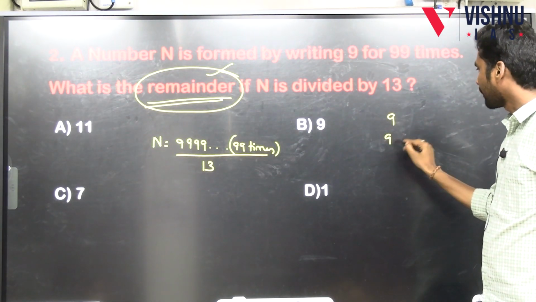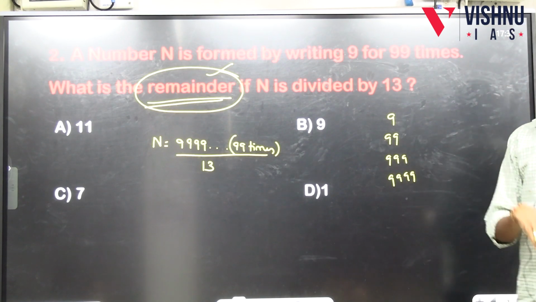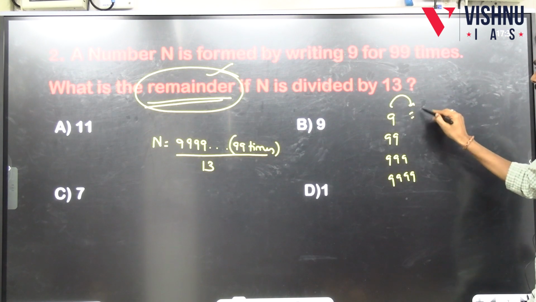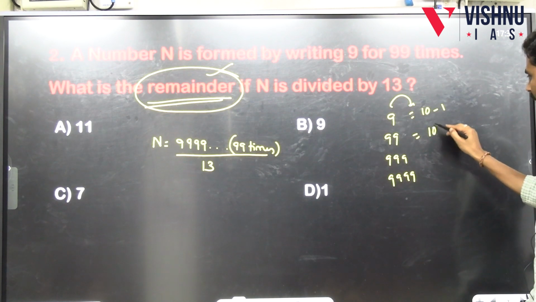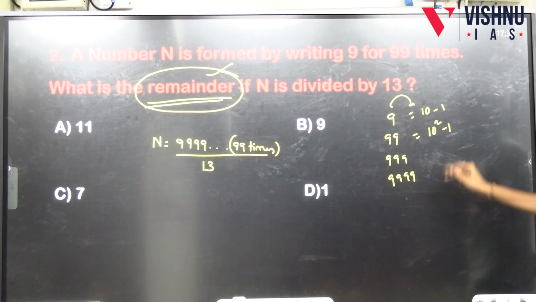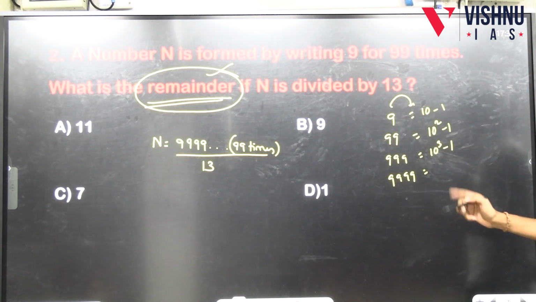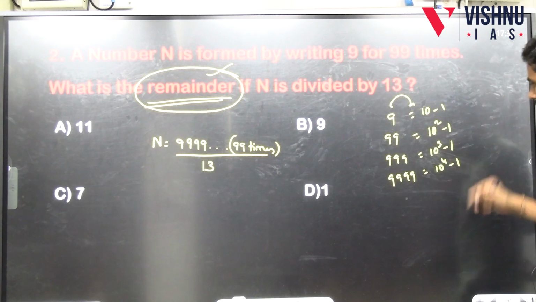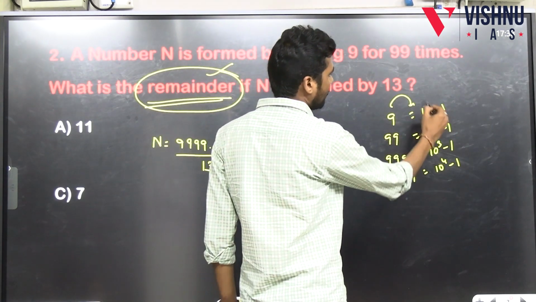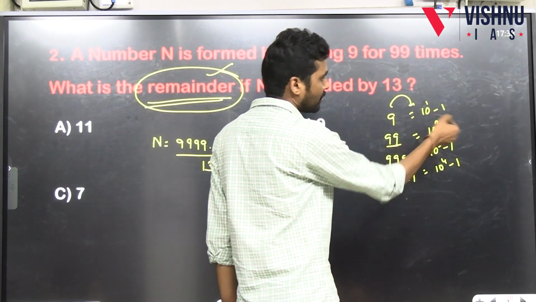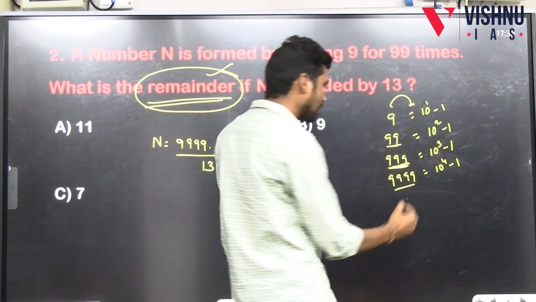See, when nines are there, we can write it in the simplest possible form. So 9 can be written as 10 minus 1, right? 99 means 100 minus 1, right? Which is nothing but 10 square minus 1. 999 means 10 cube, 1000, minus 1. 9999 means 10 power 4, 10,000, minus 1. So you can understand one thing from this. When I have 1 nine, 10 power 1 minus 1. When I have 2 nines, 10 square minus 1. When I have 3 nines, 10 cube minus 1. When I have 4 nines, 10 power 4 minus 1.